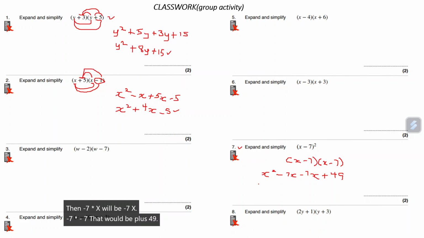The final answer becomes x squared, minus 7x minus 7x will be minus 14x, plus 49.